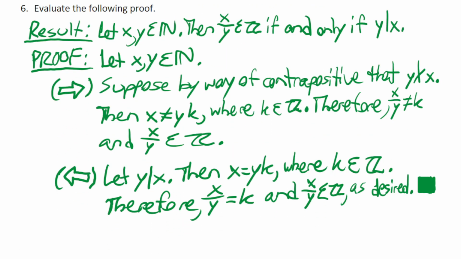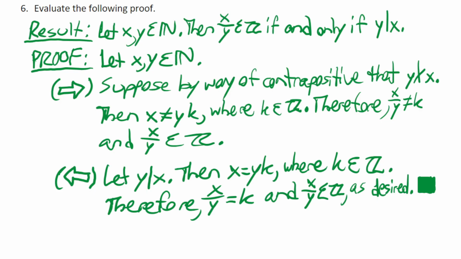Now on to the last problem for this example problem set. For problem 6, we are asked to evaluate the following proof. The result is: let x and y be natural numbers. Then x divided by y is an integer if and only if y divides x.